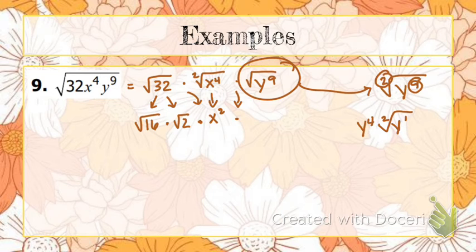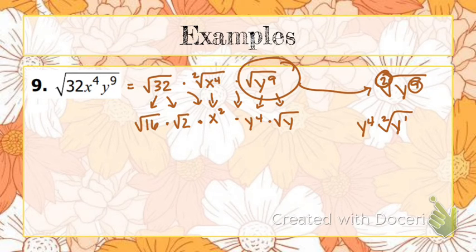Okay, let's look at that again. 2 goes into 9 4 times with 1 left over. So do you see where all the pieces to that go? Let's pull what we figured out over here back over to here. So y to the 9th breaks down into y to the 4th times the square root of y, because the 2 is understood and so is the 1.